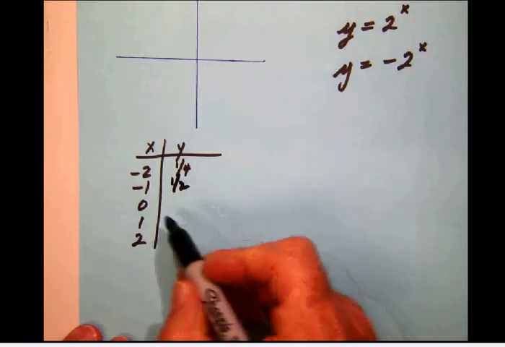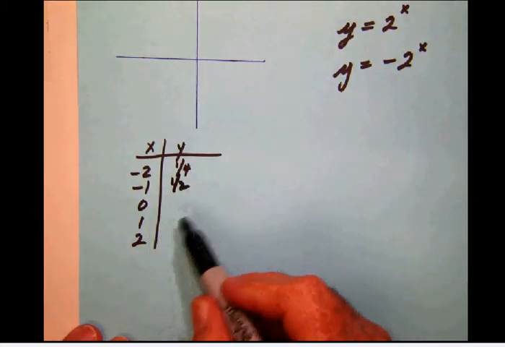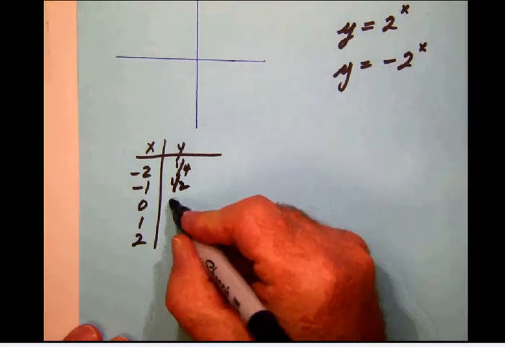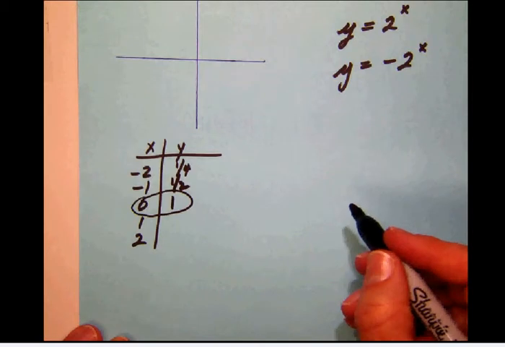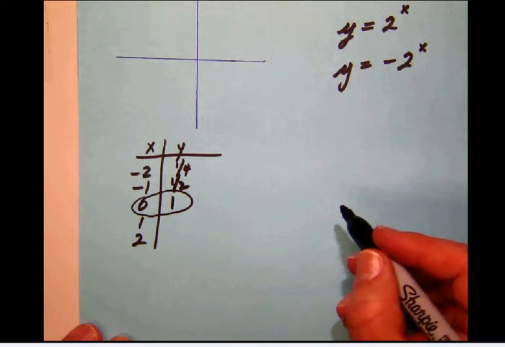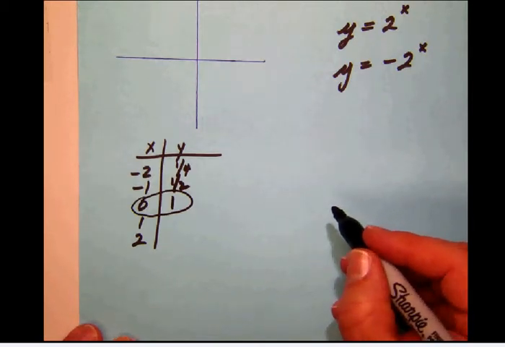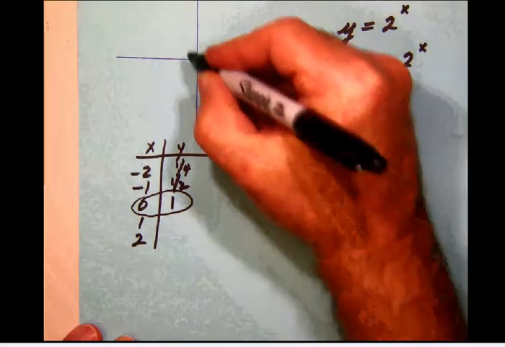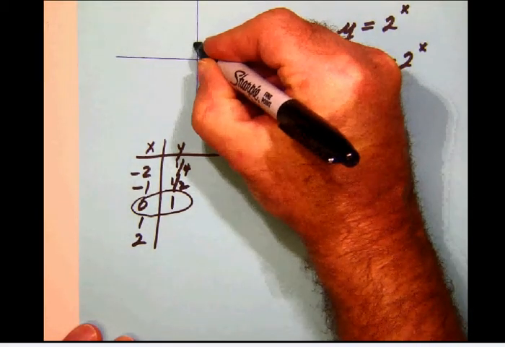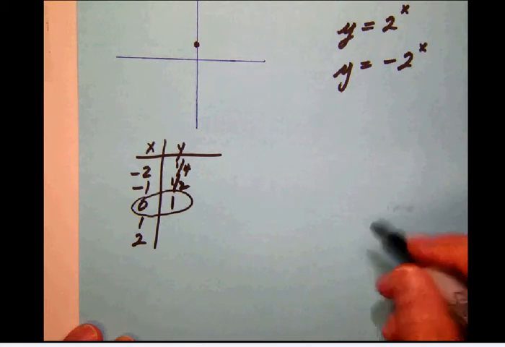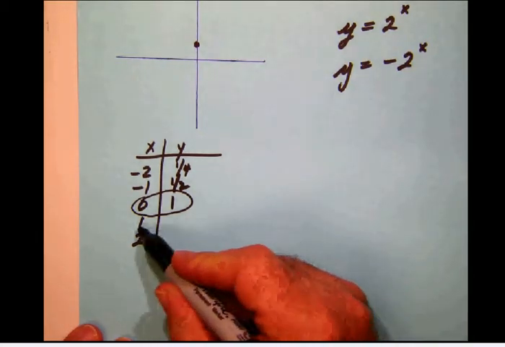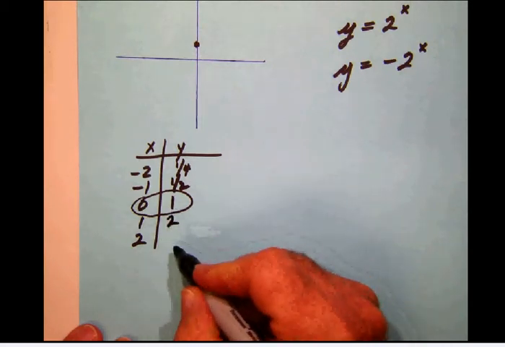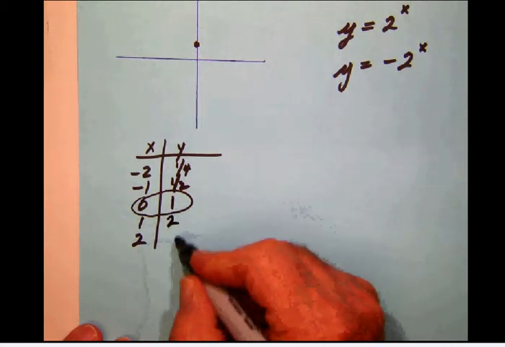And here is a key point every time. Notice that 2 to the 0 is 1. In fact, anything to the 0 power is 1. So one of the key points on all of these graphs is going to be the point (0, 1). That point (0, 1) is going to be on every one of these exponential graphs. When x is 1, of course, that's going to be 2 to the first power, which is 2, and then when x is 2, 2 to the second power is 4.